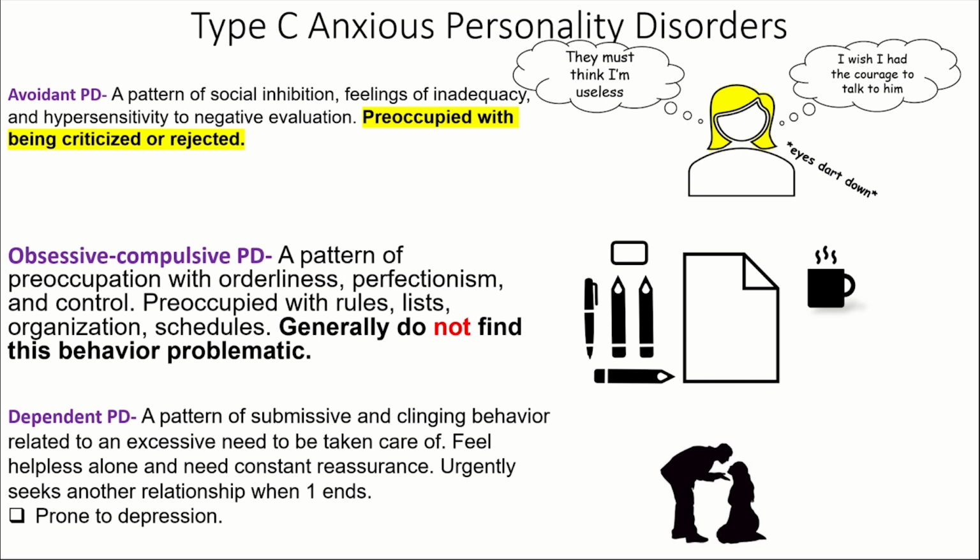All right, dependent PD. Dependent PD has a pattern of submissive and clinging behavior related to an excessive need to be taken care of. They feel helplessly alone and need constant reassurance, and urgently seek another relationship when one ends, and are prone to depression.